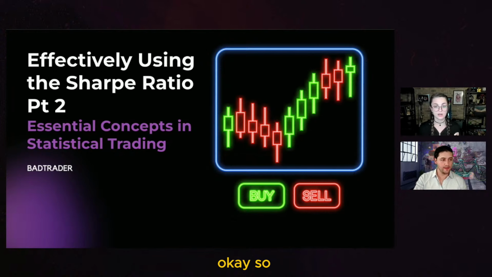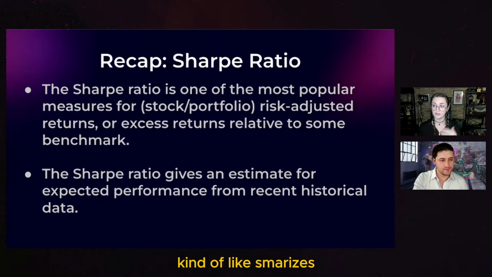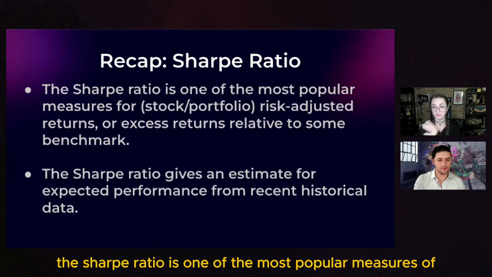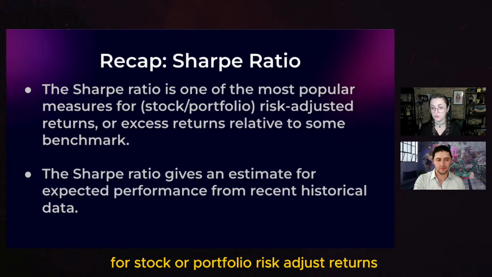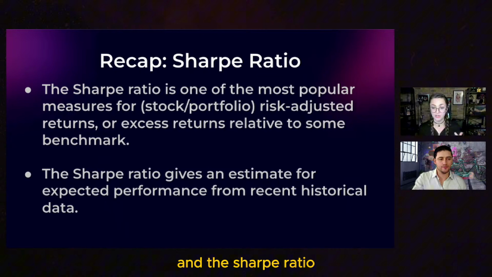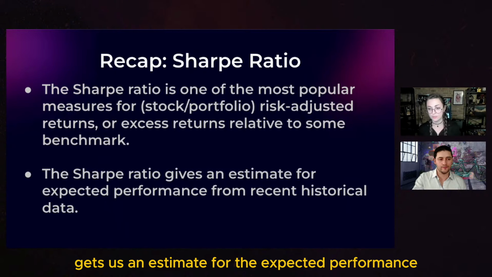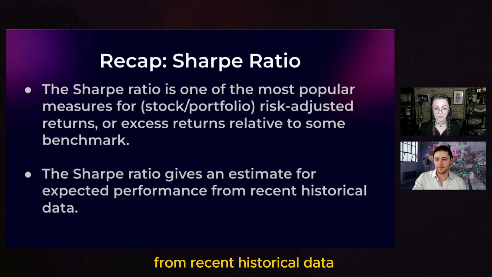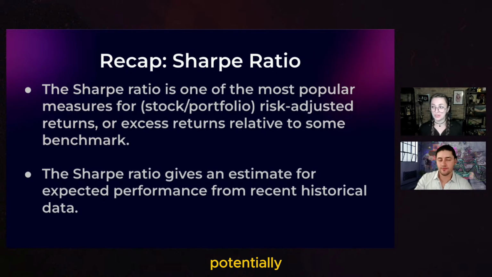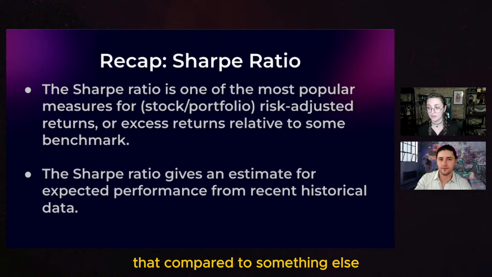Okay, so a little bit of a recap that summarizes the conclusions of that last segment that we did. The Sharpe Ratio is one of the most popular measures for stock or portfolio risk-adjusted returns, or excess returns relative to some benchmark. And the Sharpe Ratio gives us an estimate for the expected performance from recent historical data, which is great. If you're just looking at the performance of a stock, you could be missing out potentially on the amount of risk that you're taking by trading that compared to something else.